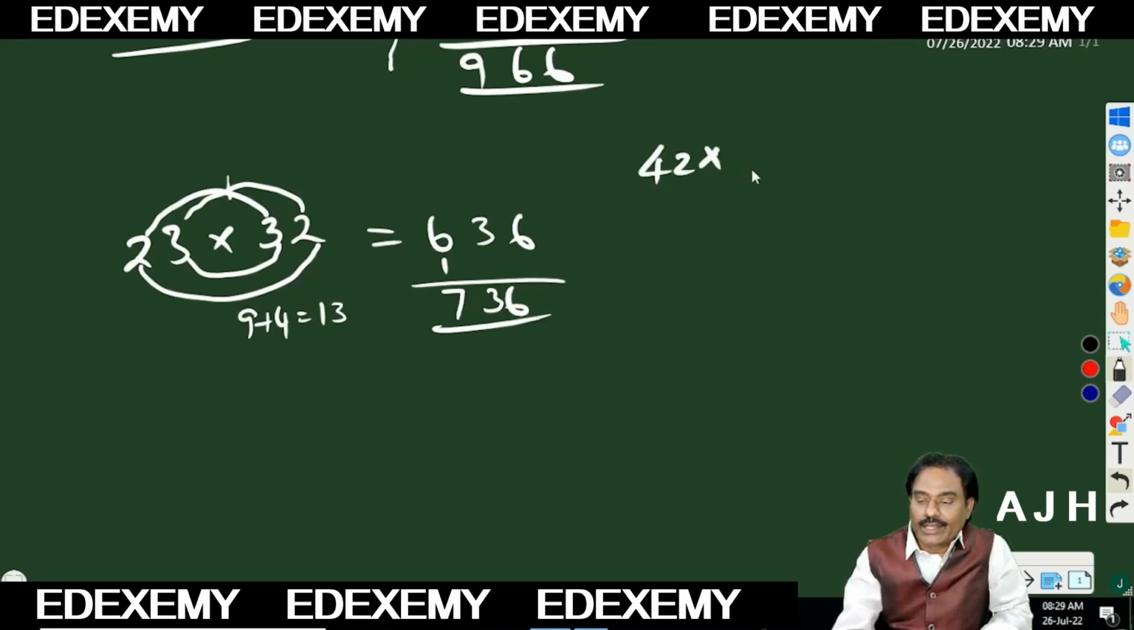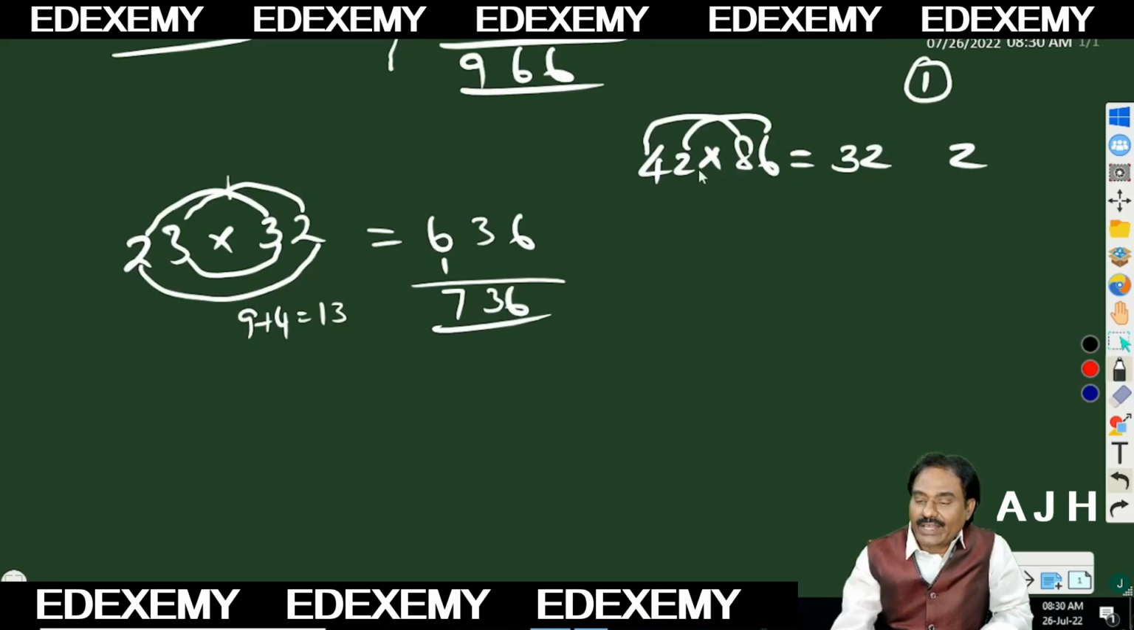Now we will find what is the value of 42 into 86. Some bigger numbers. Now 6 into 2 is 12. You multiply the unit digits. 6 into 2 is 12. 1 carry forward. Now you multiply this. 8 into 4 is 32. Therefore you put 32 here.